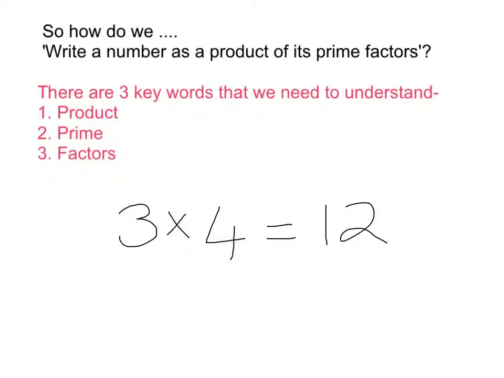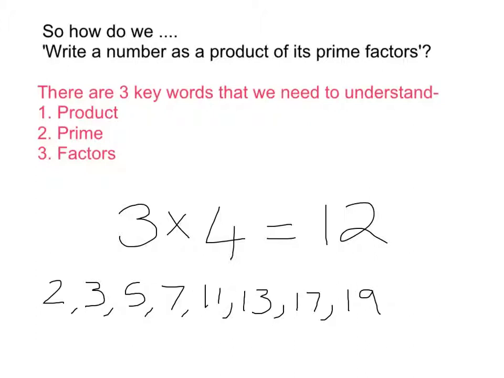The second example, prime. Do you know your prime numbers? Okay, this is going to be really, really important. So you might want to make a quick note of your prime numbers in your book now. Your prime numbers are 2, 3, 5, 7, 11, 13, 17, 19, and that's as far as we're going to go for now, but we'll look more at prime numbers later. And the third key term you need to understand is factors.